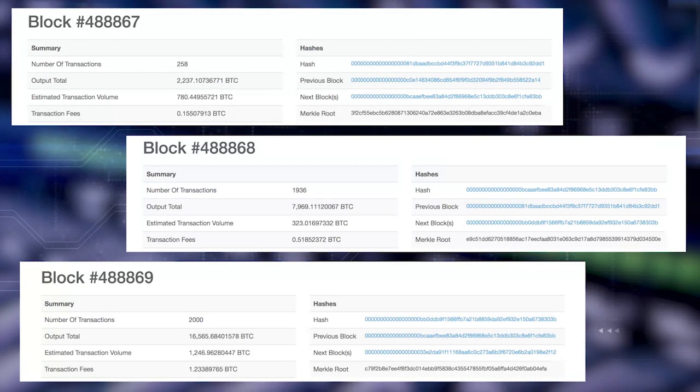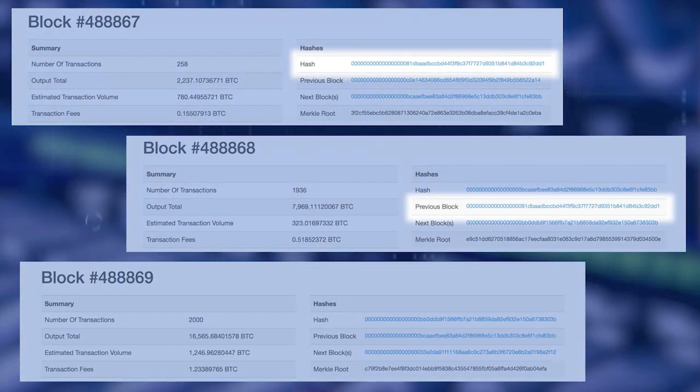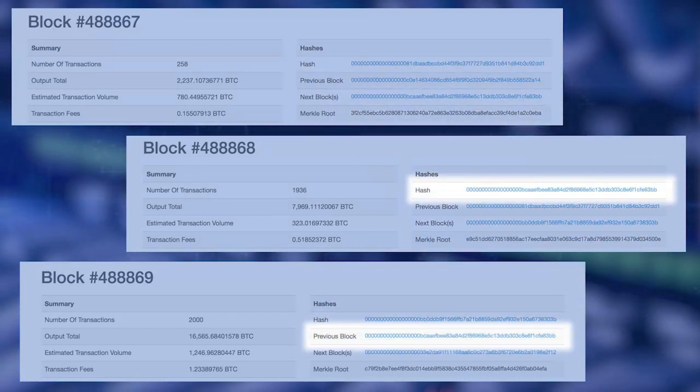Now let's look at the structure of the blockchain by peeking into the Bitcoin blockchain. Our goal is to understand the link between the blocks. Let's consider the chain of 3 blocks: 488867, 488868, 488869. Block 488868, shown in the middle, has the hash of 488867 as its previous hash. Block 488869 has the hash of 488868 as its previous hash, forming the links in the chain.